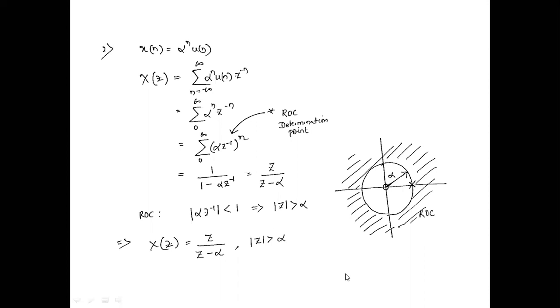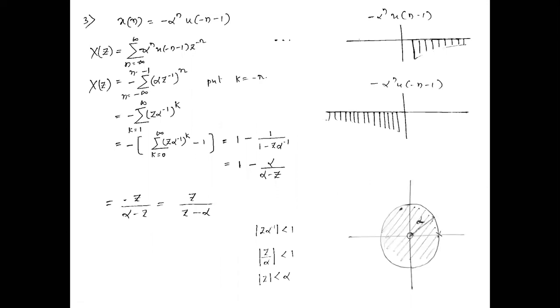Now let us see one more problem. This particular question was alpha to the power n into u of n. Now the second question is minus alpha to the power n into u of minus n minus 1. The tricky part here is this question. The z transform for this question is also z divided by z minus alpha.